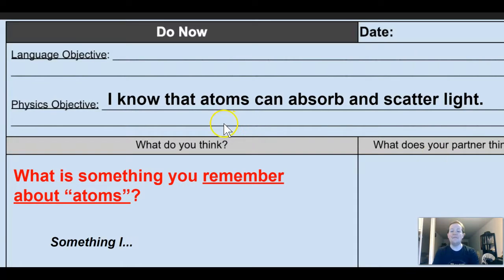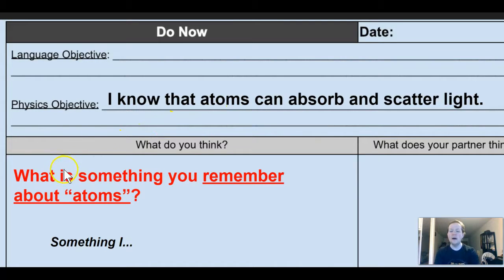Okay, we have a physics objective. I know that atoms can absorb and scatter light. This is what we're going to talk about in this video. Atoms absorbing and scattering light. We'll remember what these words mean. Don't worry. Okay? Now, for your what do you think?